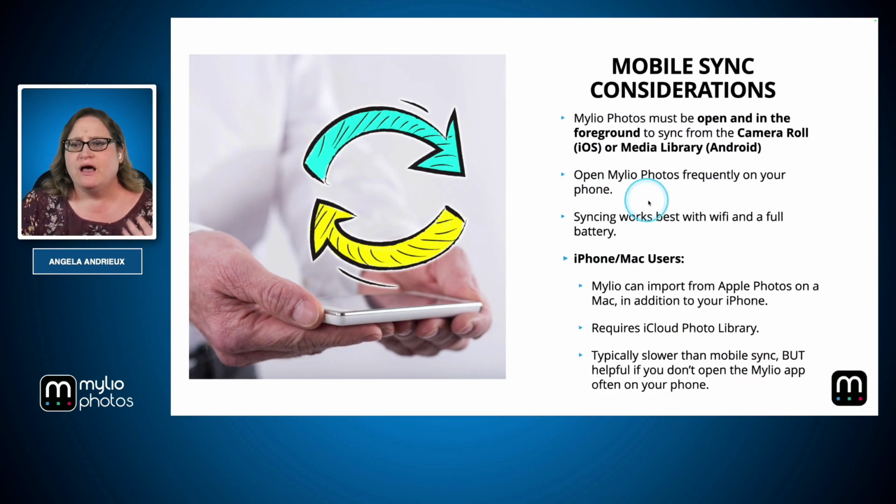All right, so a couple of things to consider when backing up things from your cell phone. In order to sync media from your cell phone, whether this is Android or iOS, the Mylio Photos application has to be on and running in the foreground. What that means is you need to open Mylio Photos frequently on your phone, and syncing works best with Wi-Fi and a full battery, or plug it into power. If you're doing this regularly, let's say every couple of days you're opening up Mylio on your phone, just flipping through some pictures, maybe tagging a couple of things, that typically gives Mylio a chance to log anything new.